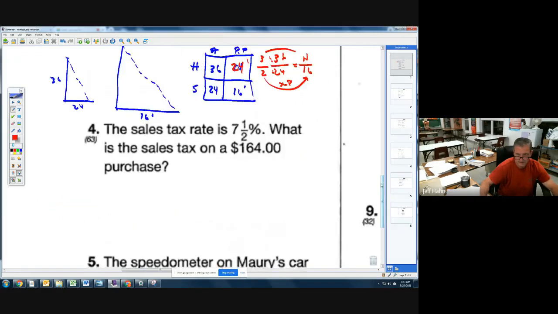Problem 4, the sales tax is 7.5%. What is the sales tax on a $164 purchase? So remember, tax and tip percentages are always multiplication. Please don't divide this out.